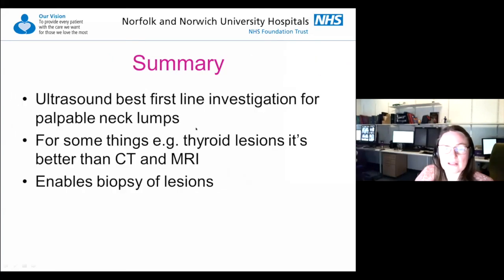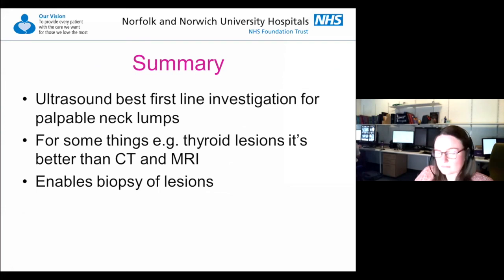So, in summary, ultrasound is the best first-line investigation for palpable neck lumps. It's much better if you have radiologists who can scan necks available to do that in the first instance, rather than jumping to CT or MRI. And for some things such as thyroid lesions and salivary gland lesions, often you get more information than you would necessarily with CT and MRI, although sometimes you need more than one modality to investigate.